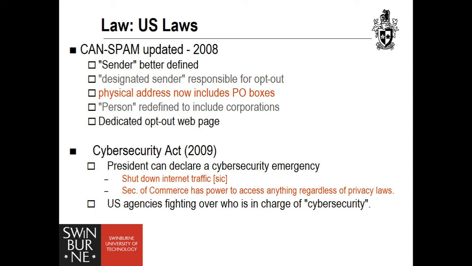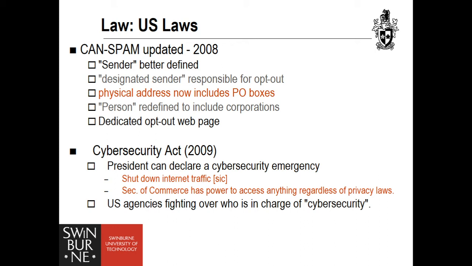In the enactment of CAN-SPAM in 2008, which is its updated version, the sender better defines the term of designated sender responsible for opt-out. Physical address now includes PO boxes. The person is defined to include corporation, also a dedicated opt-out web page.